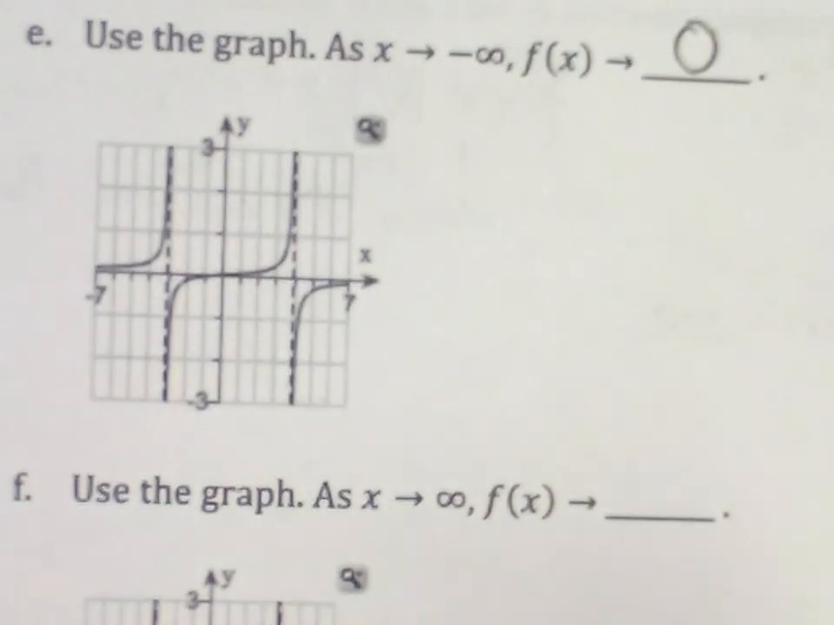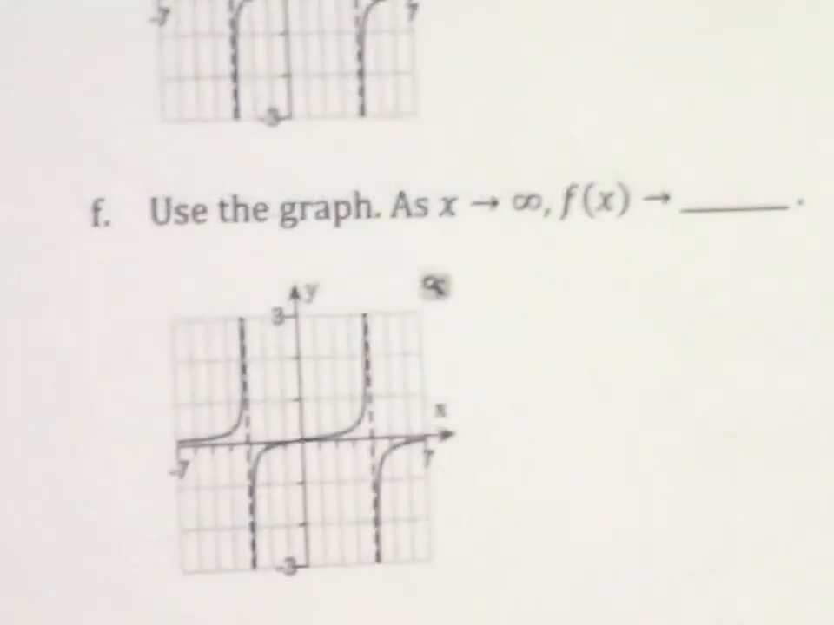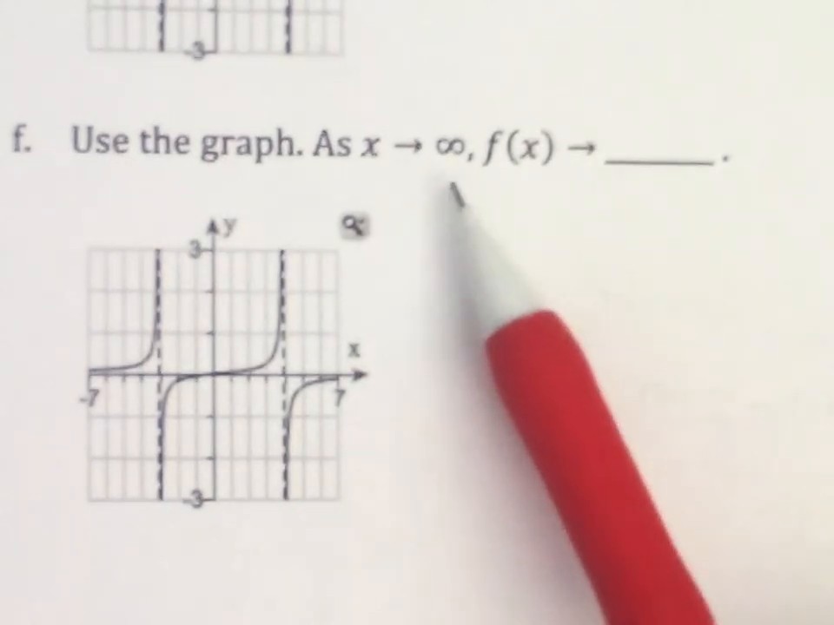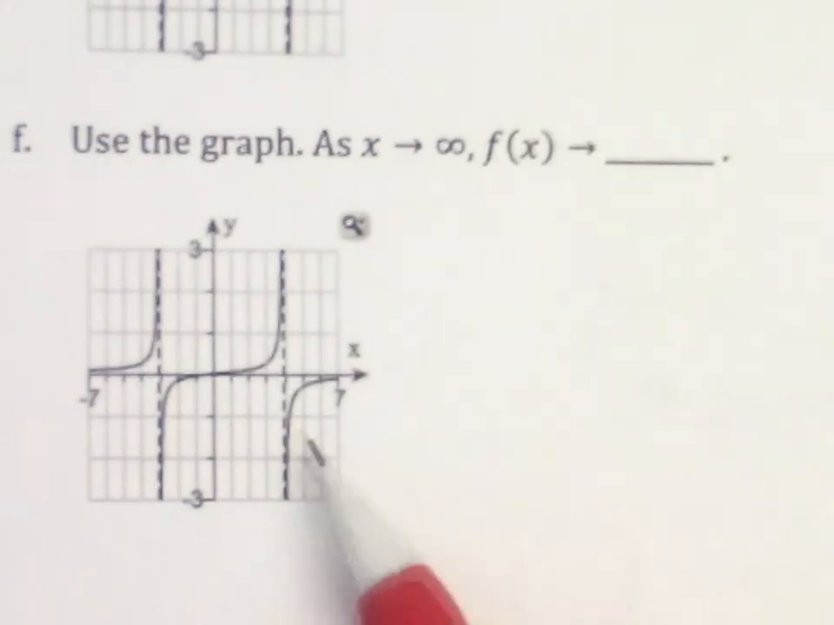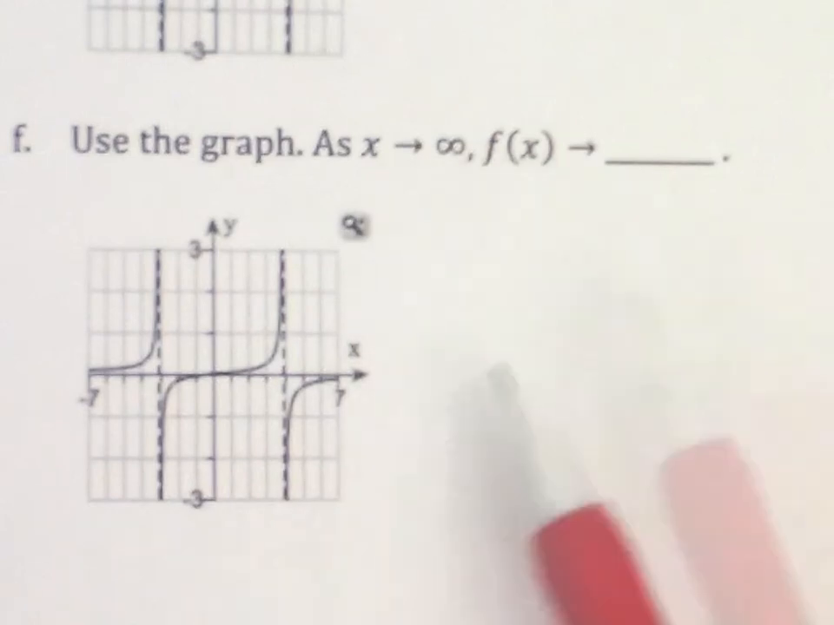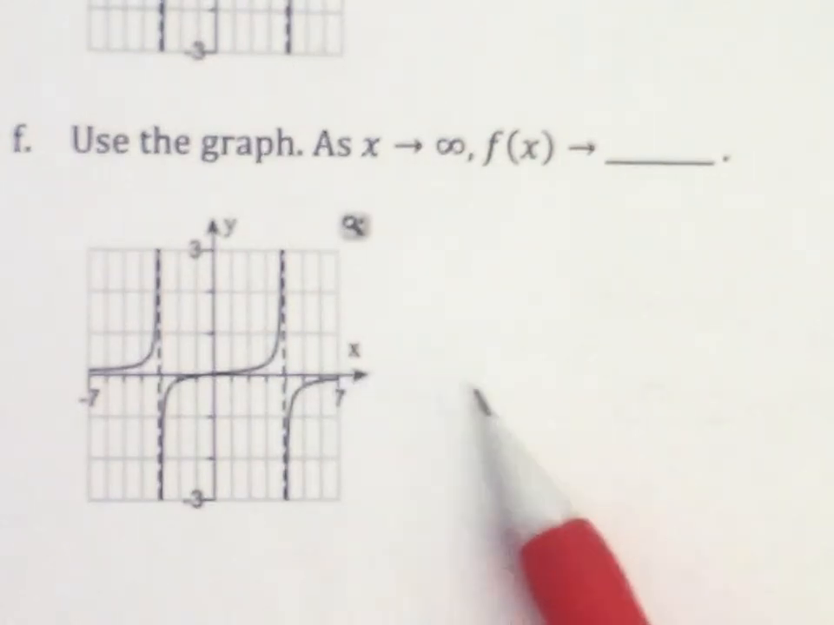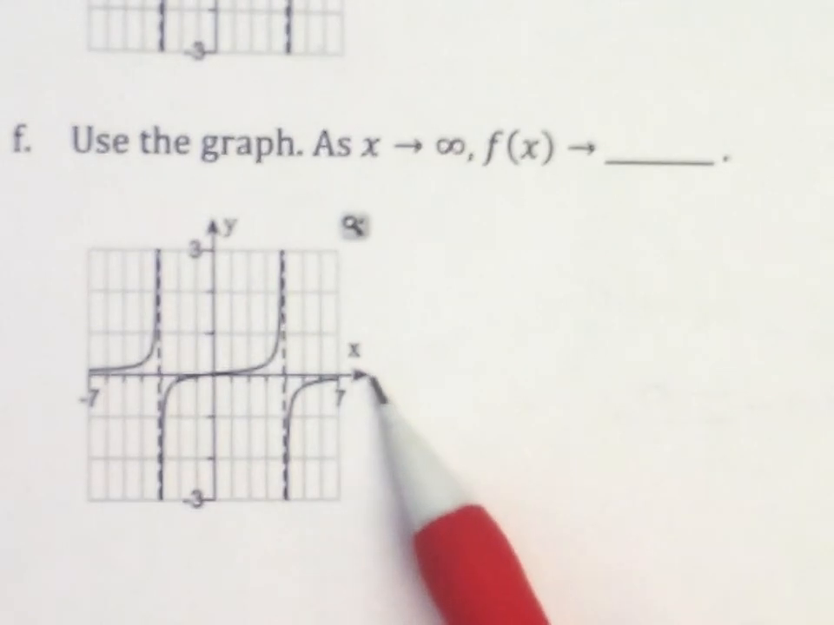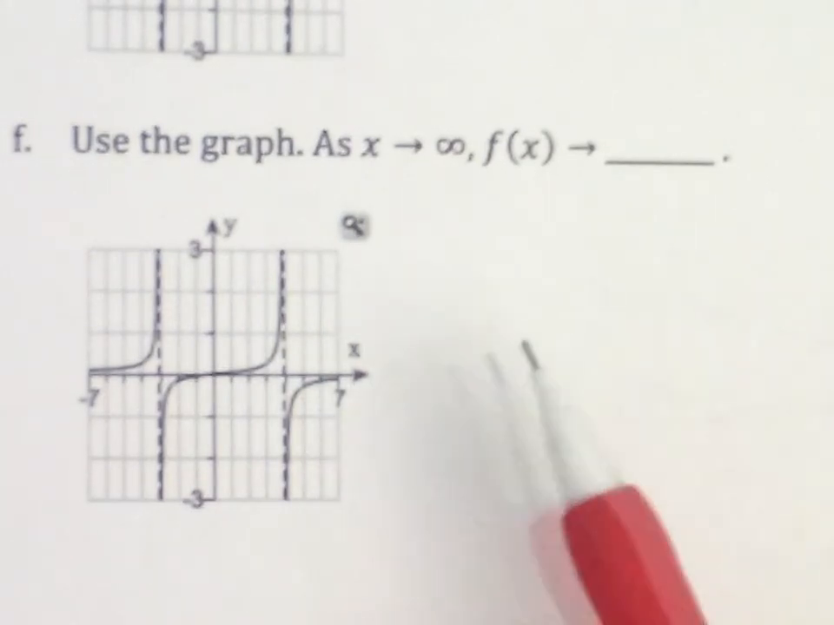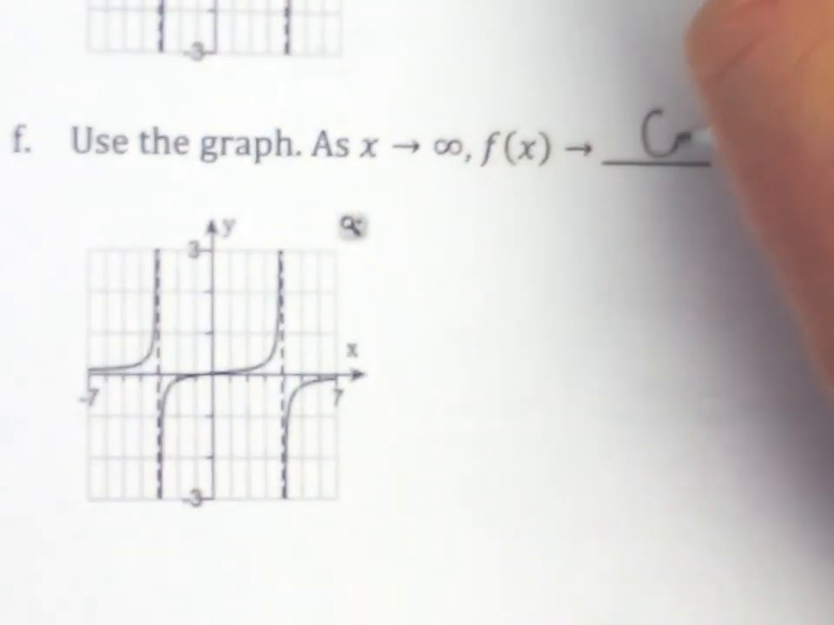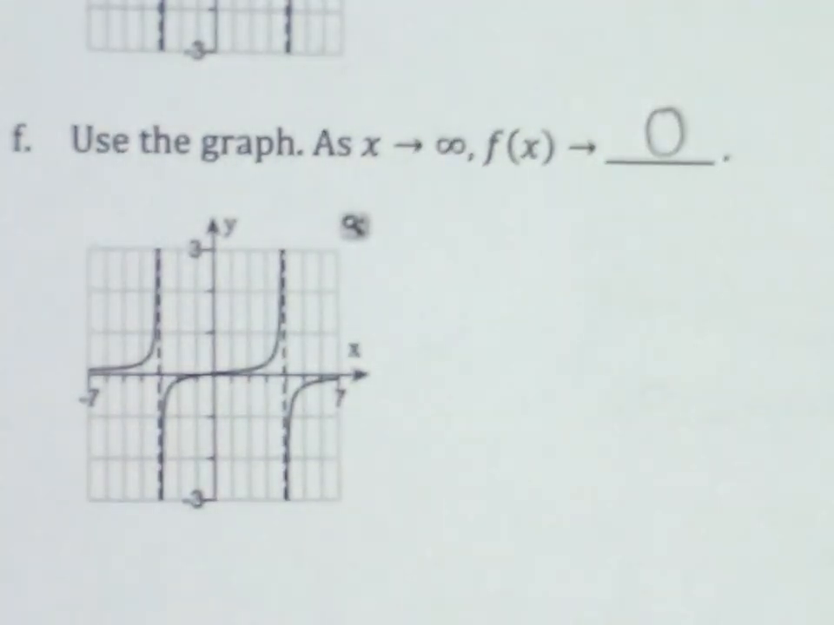Similarly, as we go for this final one, part F, as x is going to infinity here, so as we keep going across, going out this way, what is the function getting to? Well, again, it looks like it's getting closer and closer to 0. And so as I get out here to infinite space, I would eventually never quite get to 0, but that's where it's headed.